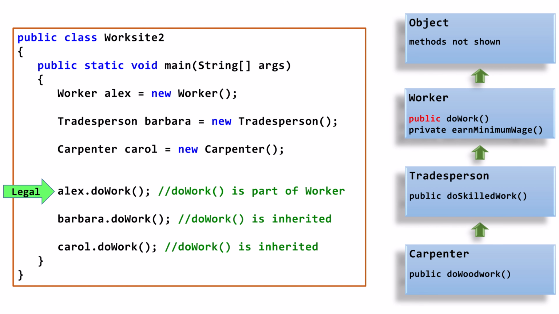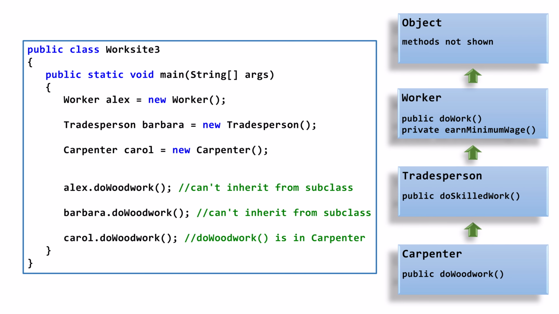For alex, calling doWork is legal because doWork is public and thus accessible in the Worksite2 class. For barbara, calling doWork is also legal because the method is directly inherited. For carol, calling doWork is legal because the method is indirectly inherited. Let's look at a final class, Worksite3. Again, alex is a Worker, barbara is a Tradesperson, and carol is a Carpenter.